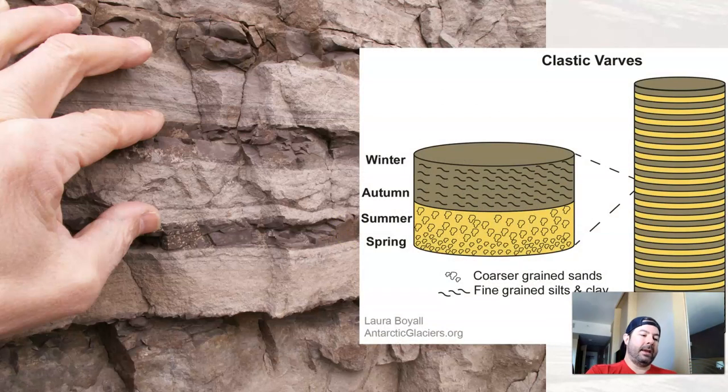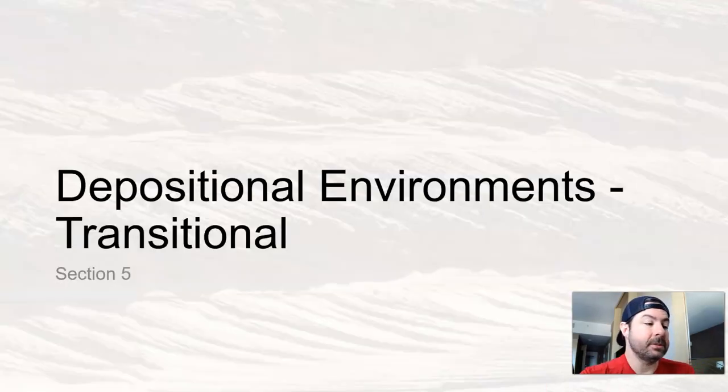So let's go ahead and pause here. So that was how rocks can help you infer continental depositional environments. We'll pause here. When we come back, we'll look at the transitional depositional environments between the continent and the ocean, right at that boundary between the two.